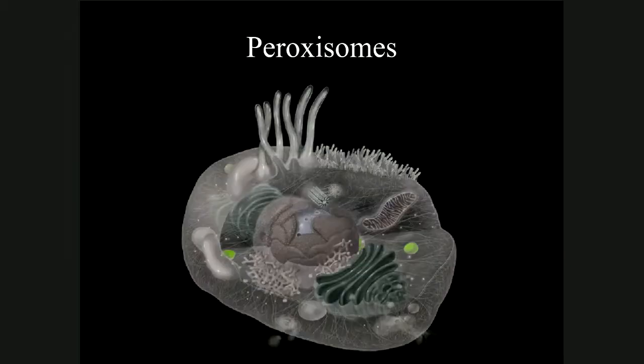Peroxisomes, resembling smaller lysosomes, are spherical membranous sacs containing a variety of powerful oxidase enzymes. They are going to detoxify toxic or harmful substances, including alcohol and formaldehyde. They neutralize free radicals that are damaging to our cells. And they also play a role in energy metabolism by breaking down and synthesizing fatty acids.